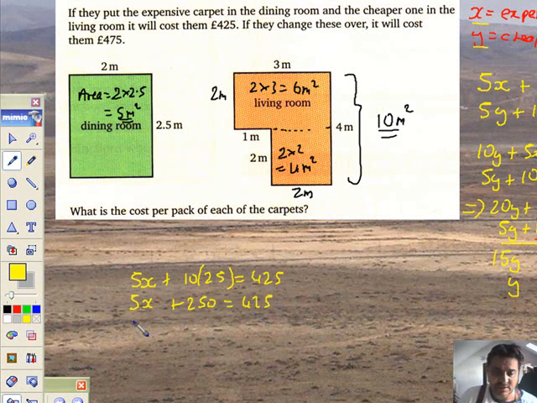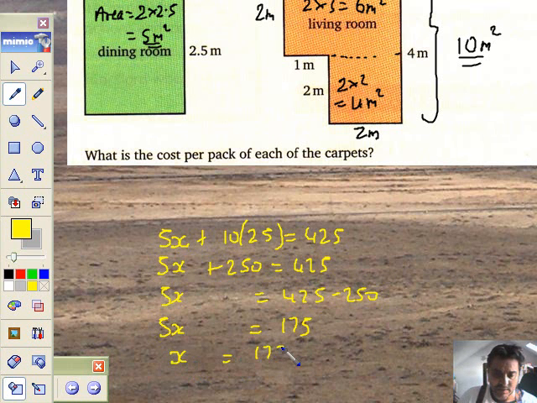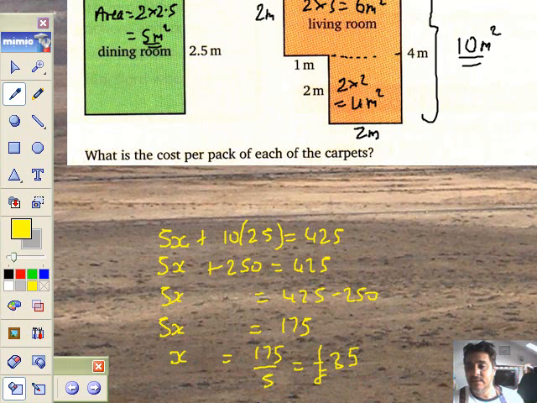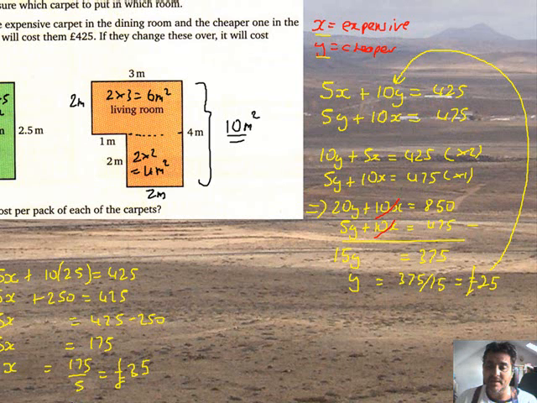Subtract the 250. Let's just write it down because it's a standalone question. So 5 lots of expensive equals 425. Take away the 250. That gives me £175, and therefore the more expensive one is going to be 175 divided by 5. Bam, £35. Yep. Well, that works really well. So one of them costs £35 per square metre, and the cheap one costs £25 per square metre, and that is a really lovely question.